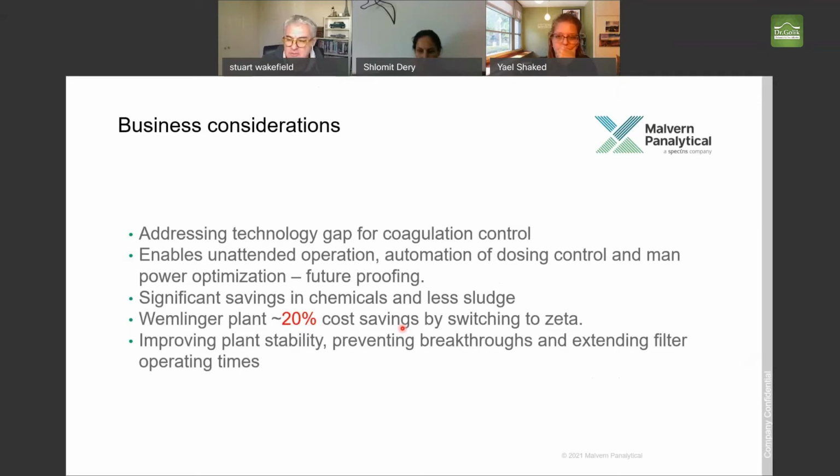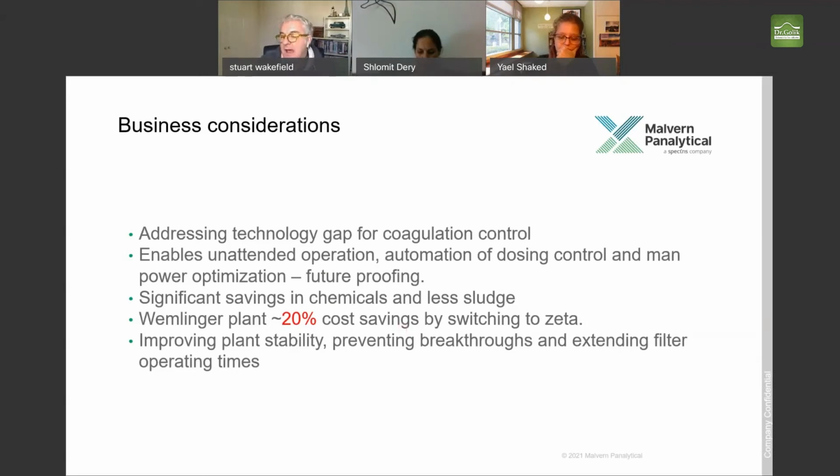It gives them this future proofing and preventative. They've clearly got significant savings in chemicals, but they've also got significant savings in sludge as well, if it's a non-direct filter plant. And of course, if you're producing all this sludge in a traditional sedimentation plant, you have to consider the disposal of that sludge as well. So there are also cost savings that can come from that area.